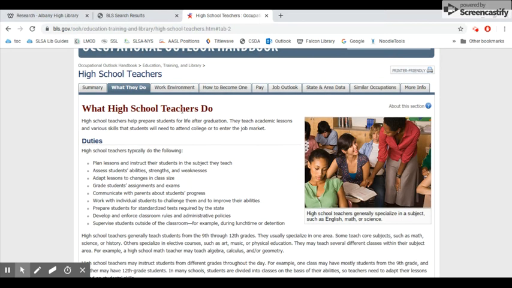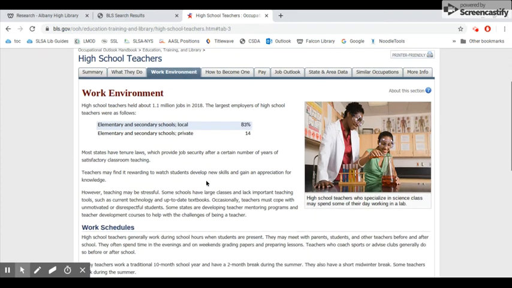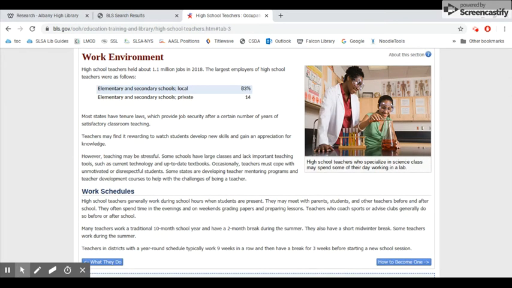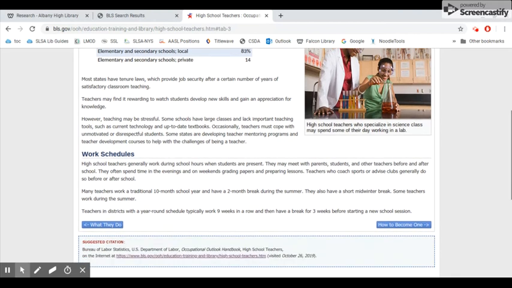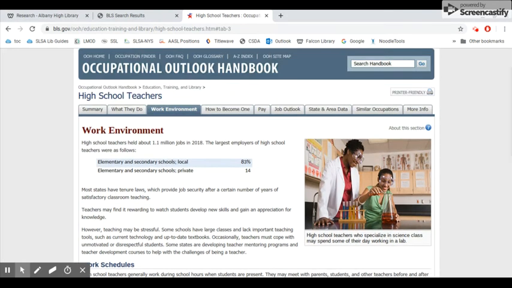The next tab talks about the work environment. This will explain where that job takes place, whether it's inside or outside, whether it's on top of a roof or in an office building, etc. It also explains what the work schedules are. This actually explains that teachers generally work during school hours when students are present. They may meet with parents or students and other teachers before and after school. So it will explain the details for that schedule.